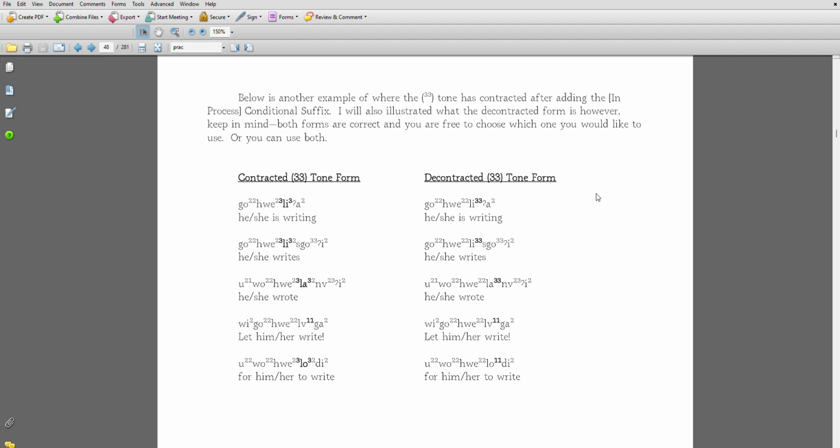This one, there is no contraction, simply because it could be contracted, but most people let it stay 1-1 because this is the immediate stem, and it does always give the telltale sign of what your 3-3 syllable is, in fact. For him or her to write, u wo hui lo di, or u wo hui lo di. Either one.